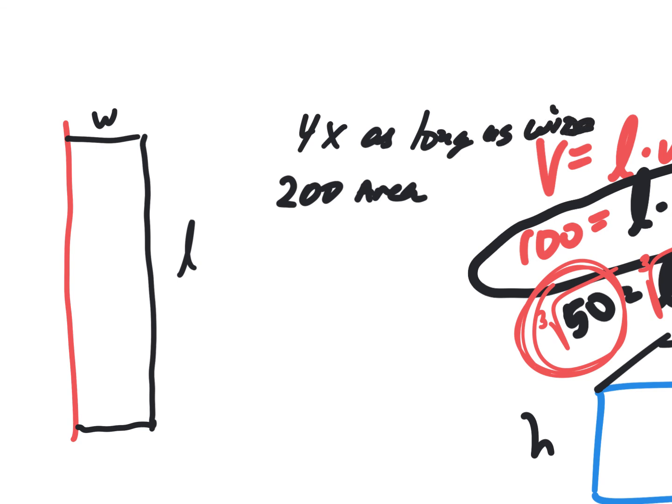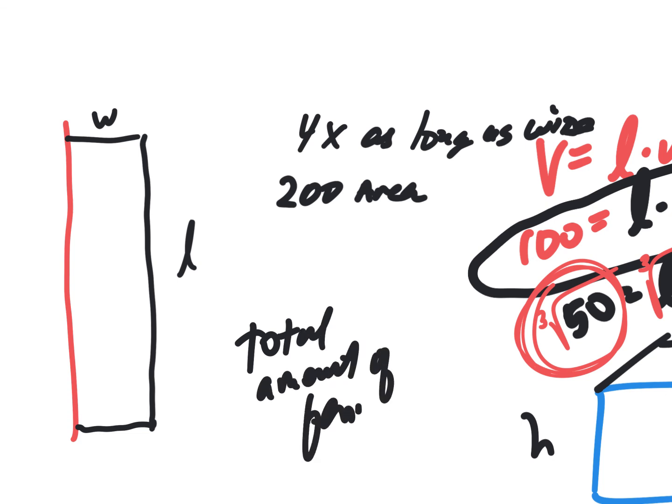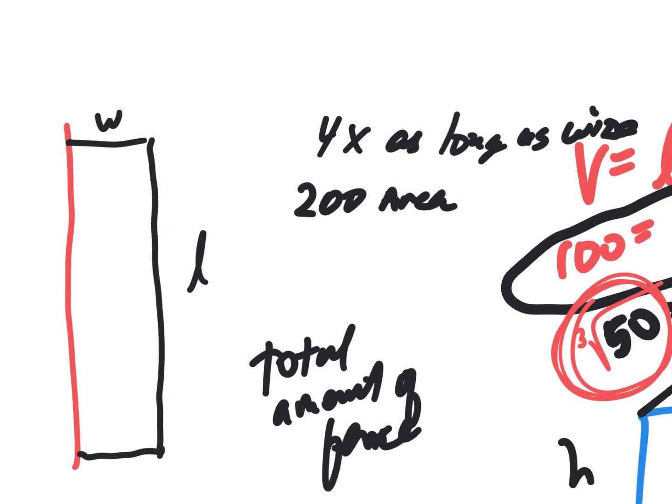It's 4 times as long as it is wide. Okay. Now, I could ask you for the length. I could ask you for the width. Or I could ask you for the total amount of fence. Which is just kind of adding up the length and the width, but you know, it's a little more complicated than that. All right, set it up. If you don't understand it, I'll help you in a minute. But start with that master formula.